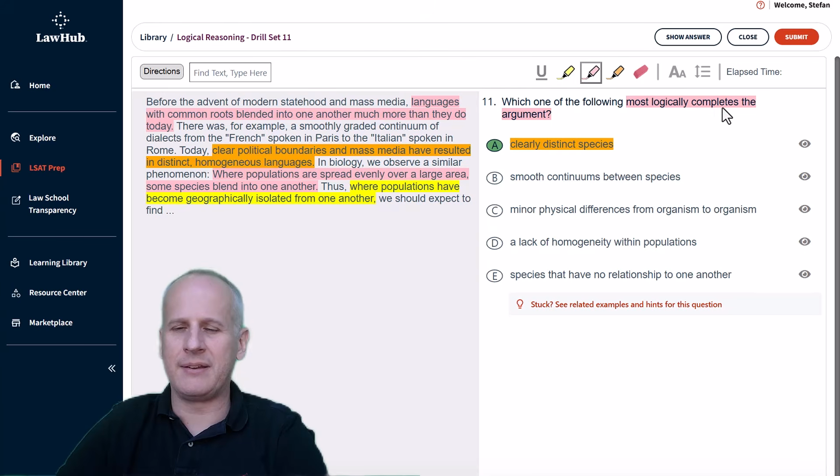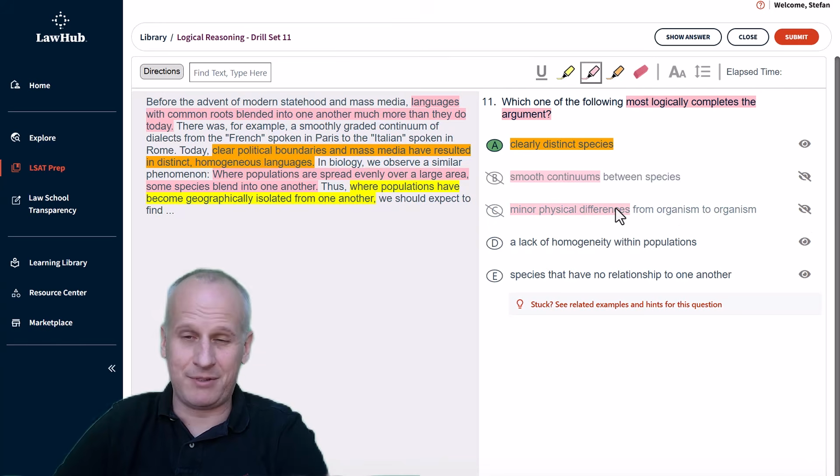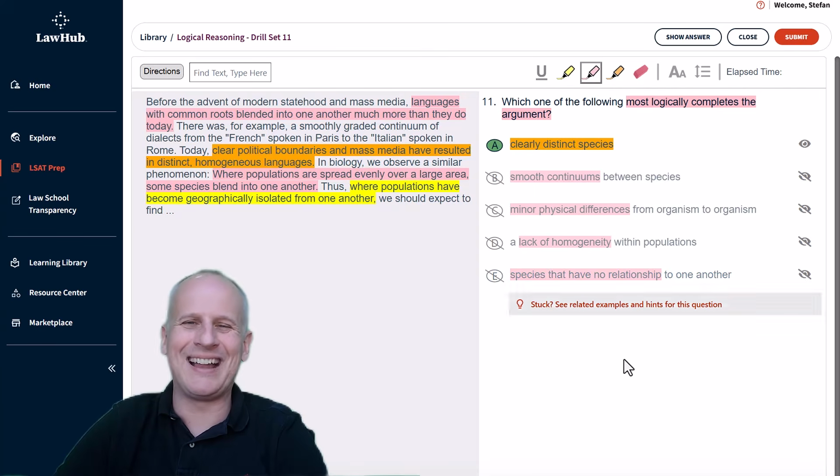So I'm going to go back to the pink, and we're just going to find reasons to eliminate. So smooth continuums, absolutely not. That's a reversal. Minor physical differences, that's absolutely not, a complete opposite interpretation. A lack of homogeneity, absolutely not. And species that have no relationship to one another, absolutely not, no relationship, they're just distinct. So E is an extreme statement, whereas B, C, and D were all basically reversals as our common inference reasons to eliminate. But of course, on this question yourself, after evaluating the paragraph proactively, you probably should have reached the correct answer of A almost immediately when you went into the answer choices for this problem.